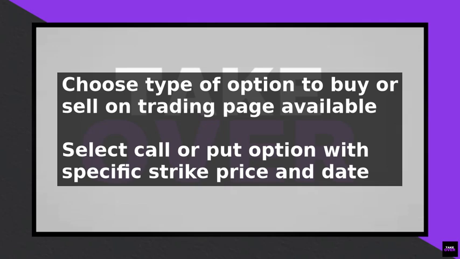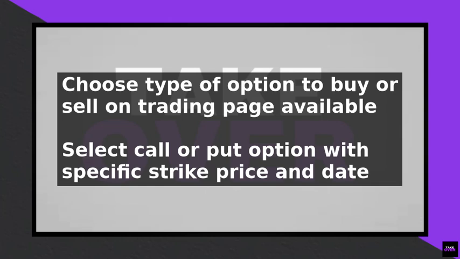The strike price is the predetermined price at which you can buy or sell the underlying asset, and the expiration date is the last day you can exercise the option. For example, if you buy a call option to buy Bitcoin at a strike price of $40,000 with an expiration date in 1 week, you have the right to buy Bitcoin at $40,000 anytime before the expiration date.